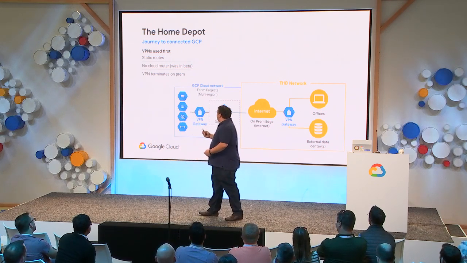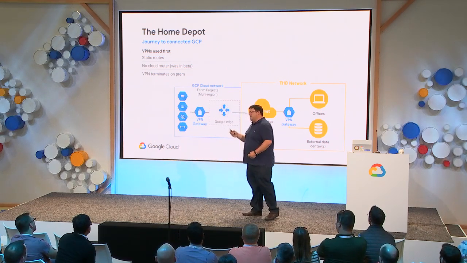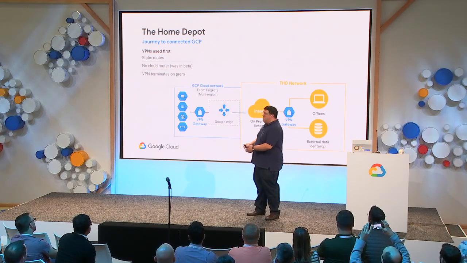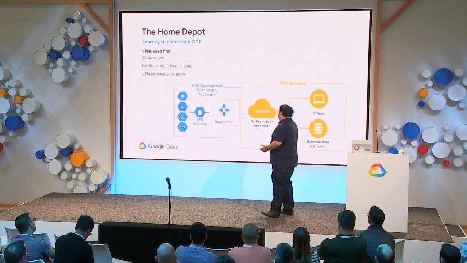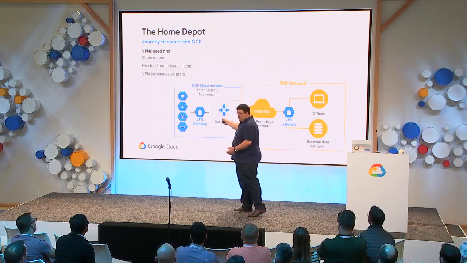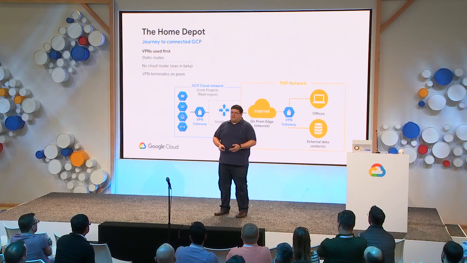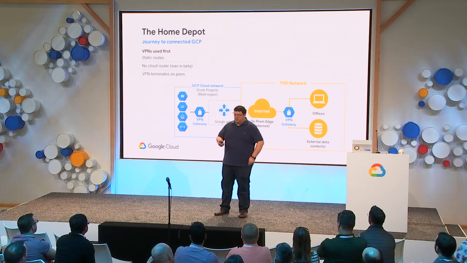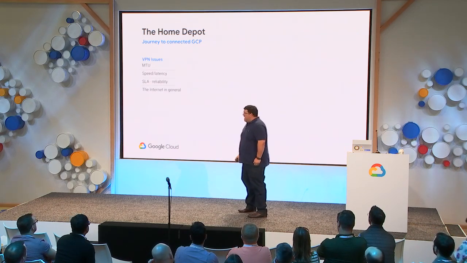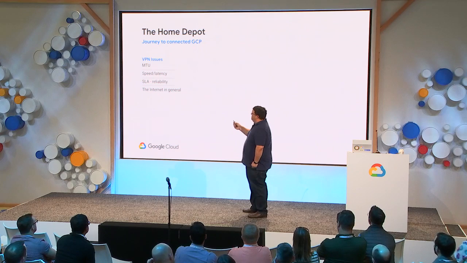We actually used static routes. There was no cloud router at this point. This is around 2015, so we were stuck with static routes and no redundancy. And it worked, except it terminated on-prem here, and then it terminated inside the cloud. It basically did what it needed to do, but we needed something more robust and we needed to scale higher. And so the problems with VPN, which I said we'll talk about: MTU.